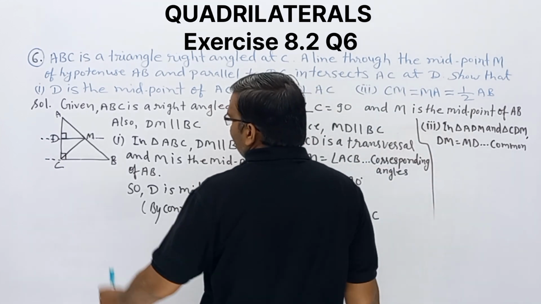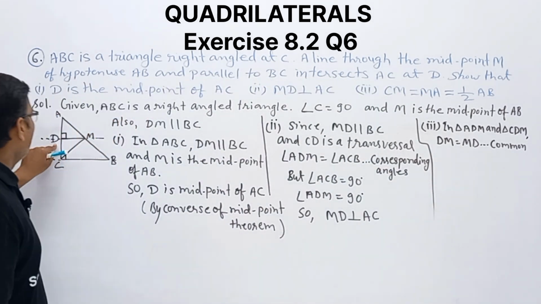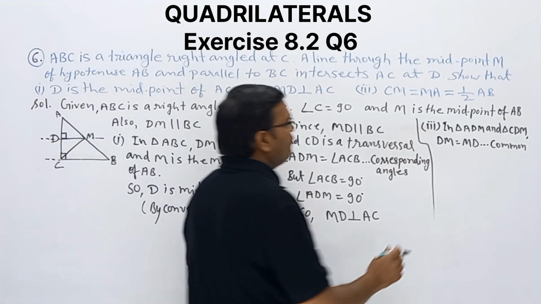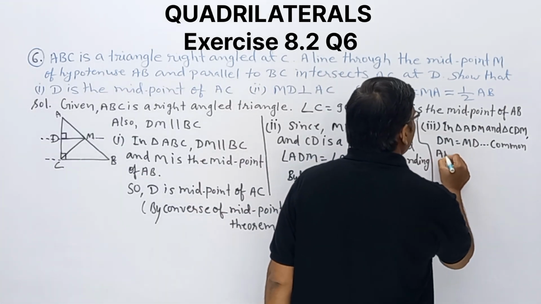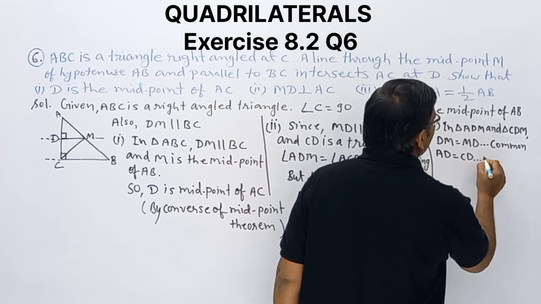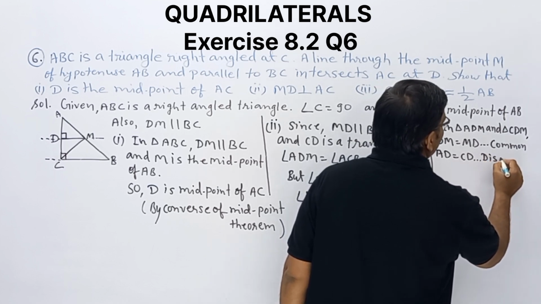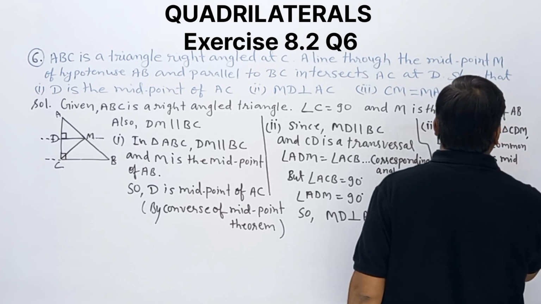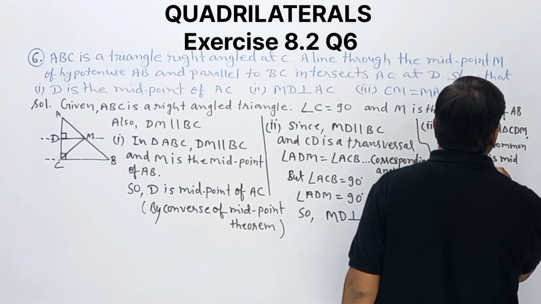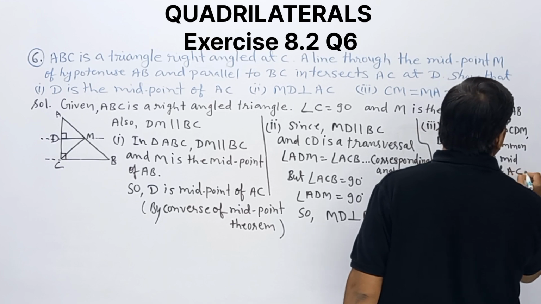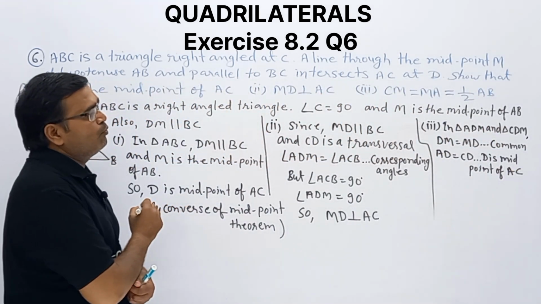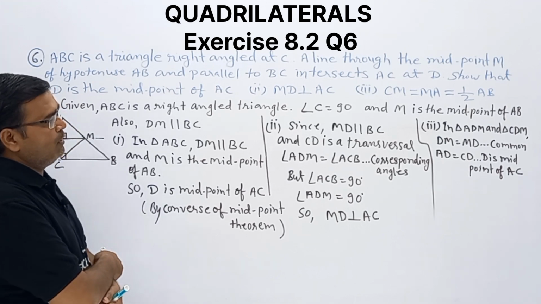Another thing, D is the midpoint, we proved. So we can say AD equal to CD. Why? D is the midpoint of AC. Clear? One more thing is required to prove these triangles congruent.